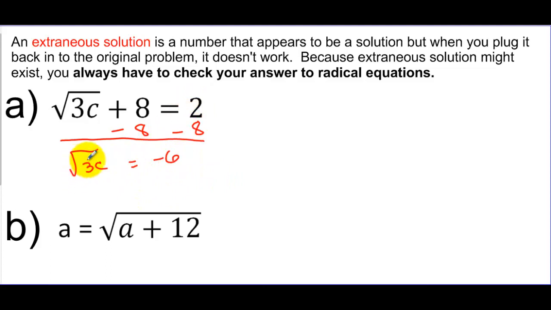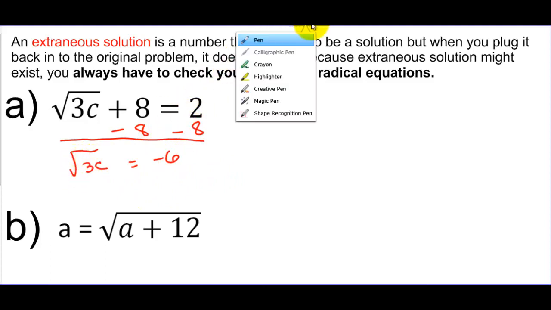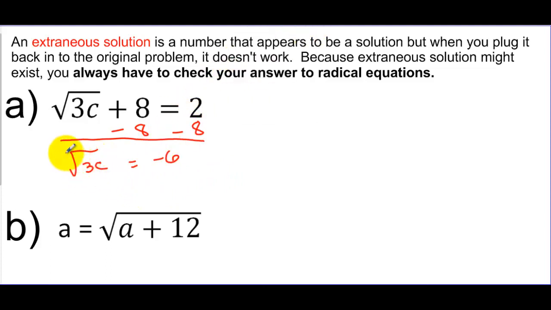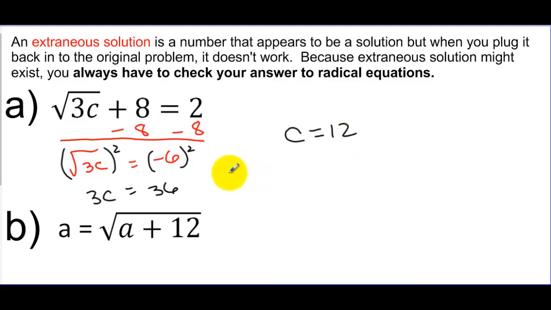Now I have to square both sides. I'm going to square the square root of 3c, and I'm also going to square negative 6. When I do this, I get that 3c is equal to 36. When I divide both sides by 3 to finish this one off, it looks like c is equal to 12. If I go back to my original problem and plug in c equal to 12, you can see that we did everything correctly in all the steps.